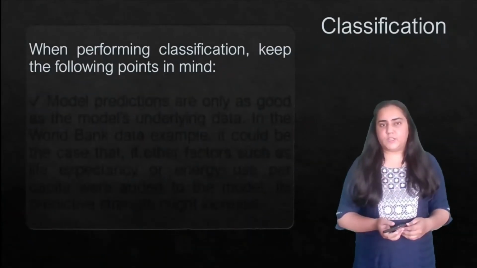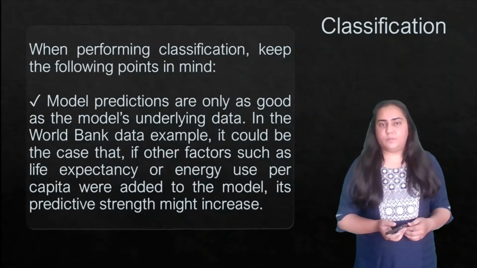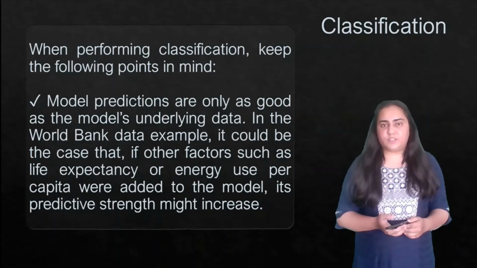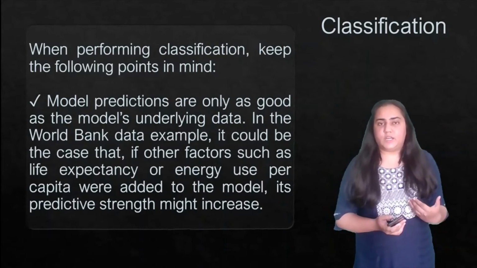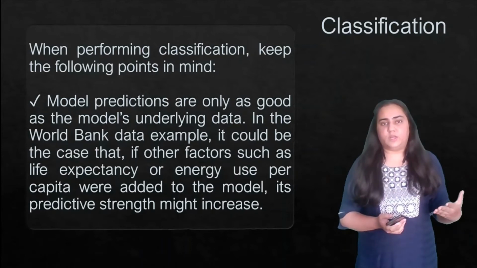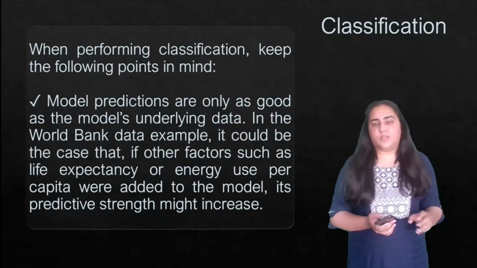When performing classification, you need to keep the following points in mind. Model predictions are only as good as the model's underlying data. In the World Bank data example, it could be the case that if other factors such as life expectancy or energy use per capita were added to the model, its predictive strength might actually increase. So if your data has a lot of relevant attributes, then the prediction would become better. The prediction is as good as the actual data that you provide.